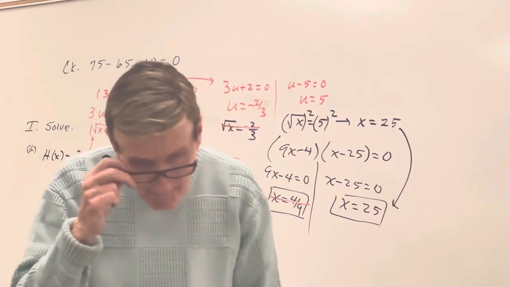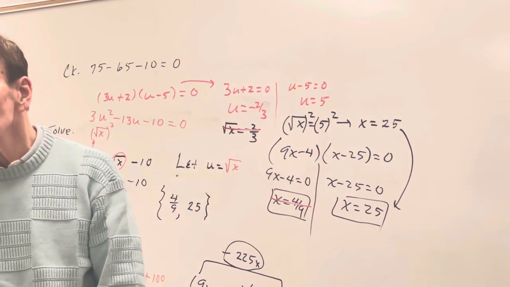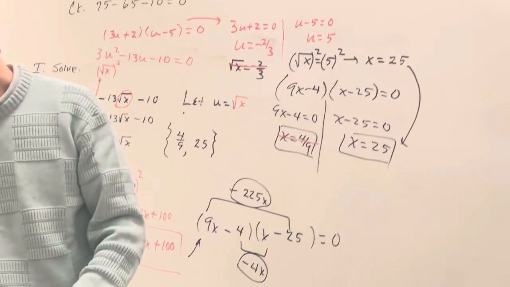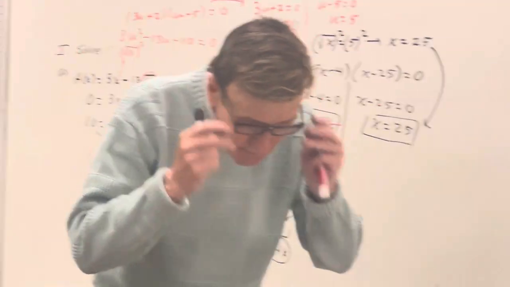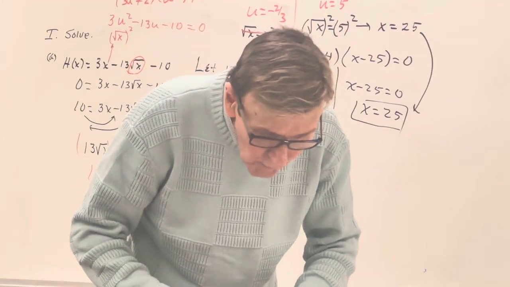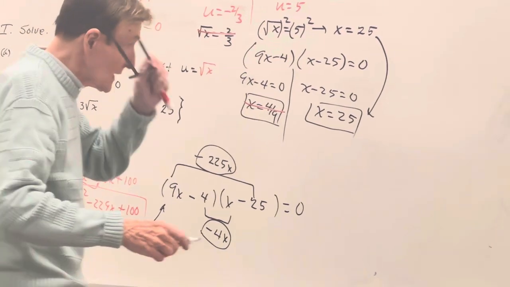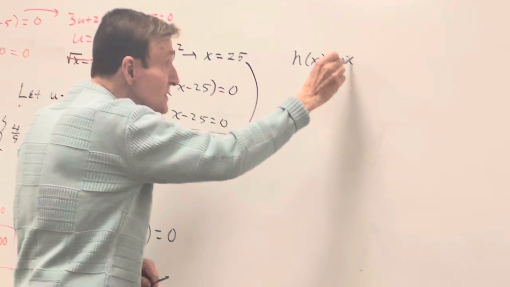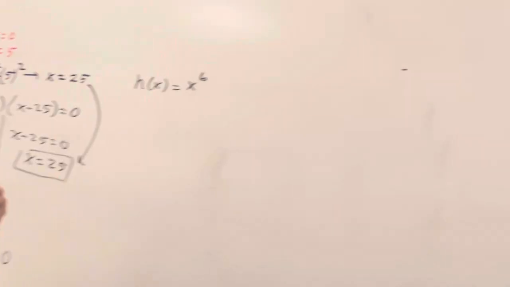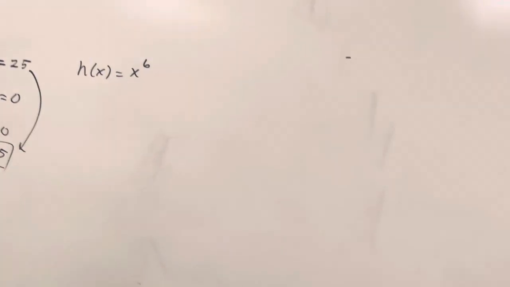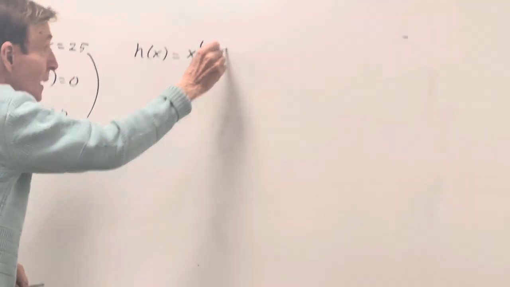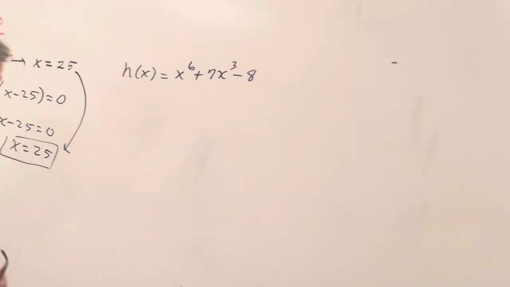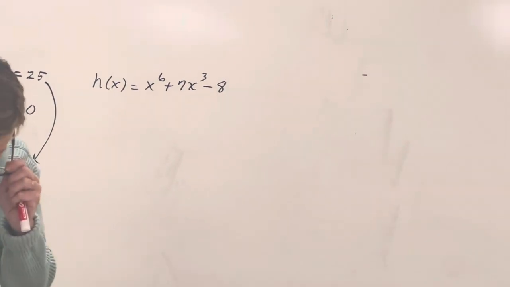Now, here goes. The next one. I think it's an n raised to the 6, is it? Or x, no, x. N of x. Yeah, x has been raised to the 6, plus 7x cubed, subtract 8. Now we'll do this with patience.